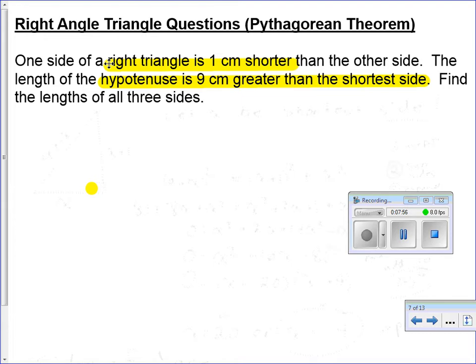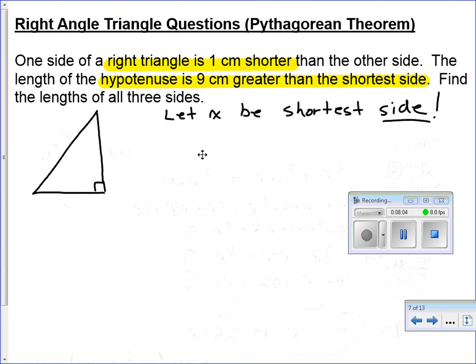Now, when you draw your picture of what's going on, you're going to get something that looks like this. There's your triangle, and I'm going to say let x be the shortest side in centimeters. I'm letting x be my base. Now this other side, the altitude: it says one side is 1 centimeter longer than the other. So if this is the shortest, doesn't that mean the altitude is going to be x plus 1?